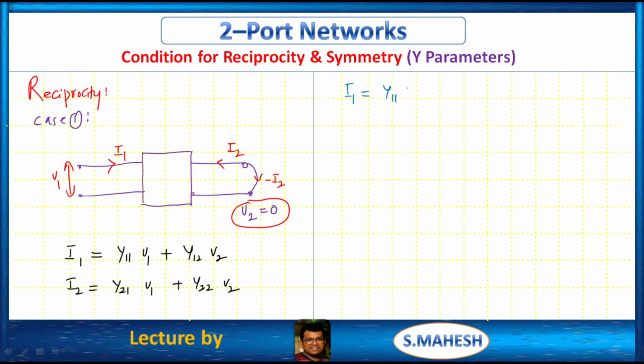Then we can get I1 is equal to Y11 V1, and I2 is equal to Y21 V1. From this we can get I2 by V1. Required is I2 by V1. Why I2 by V1? Here we have short circuited current. Excitation is V1 and response is I2. From case 1, I2 by V1 is nothing but Y21.